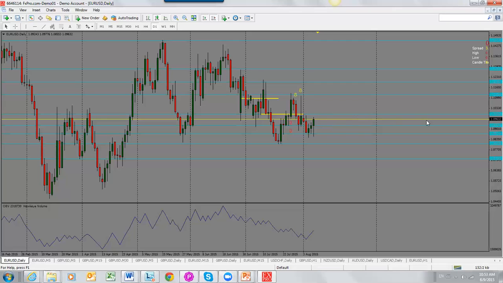And my target will be about here, this 110 level. It's a strong level. If it closes above this level, then I'll be even more bullish for the following day. But this one, based on this candle close, I would be bullish on the euro dollar going into Monday.